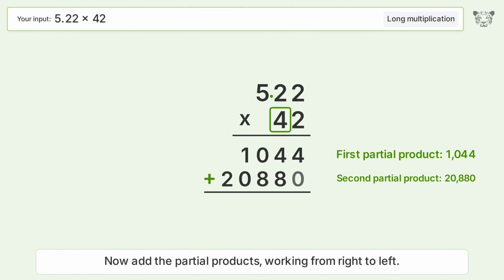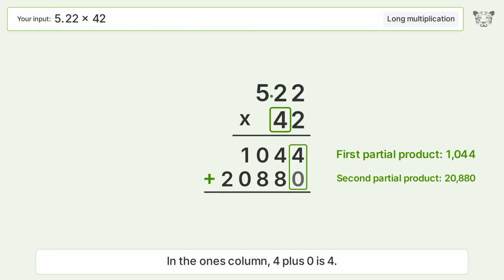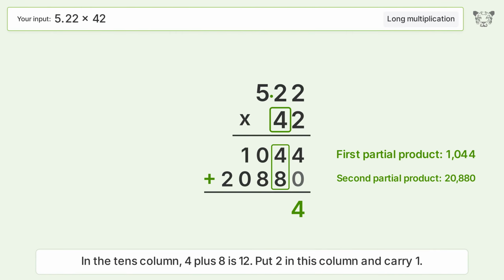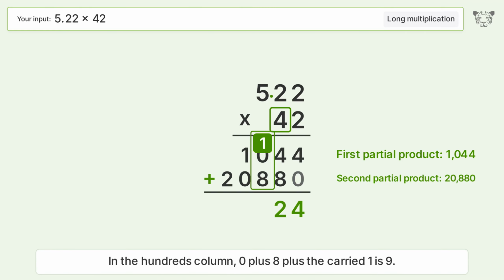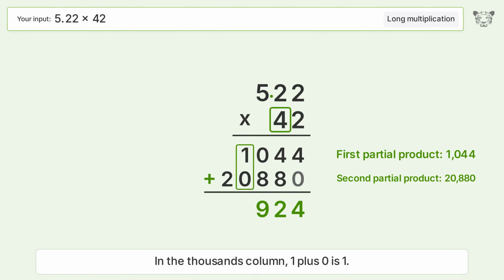Now add the partial products, working from right to left. In the ones column, 4 plus 0 is 4. In the tens column, 4 plus 8 is 12. Put 2 in this column and carry 1. In the hundreds column, 0 plus 8 plus the carried 1 is 9. In the thousands column, 1 plus 0 is 1. In the 10,000s column, bring down 2.